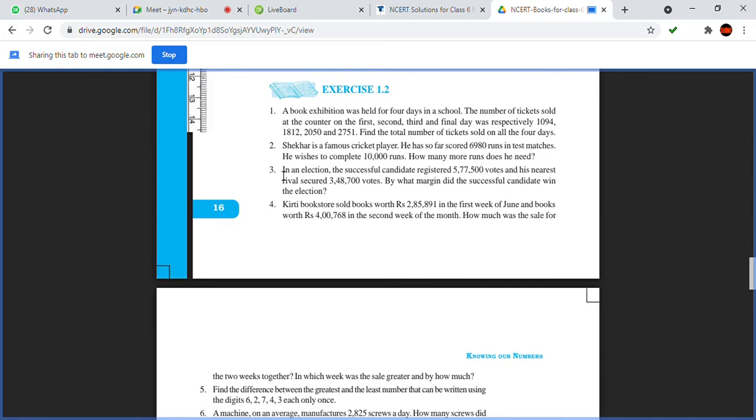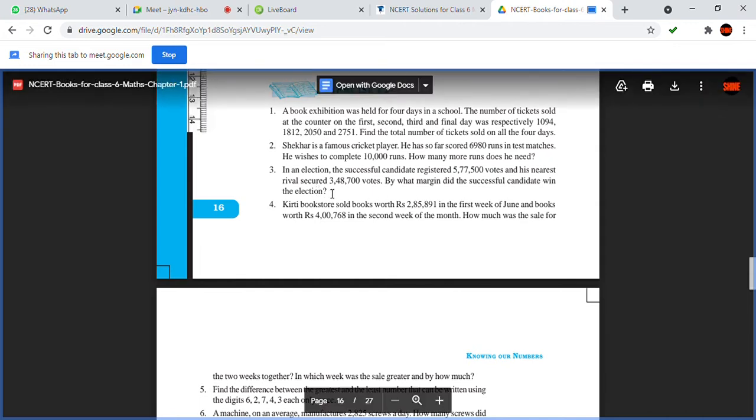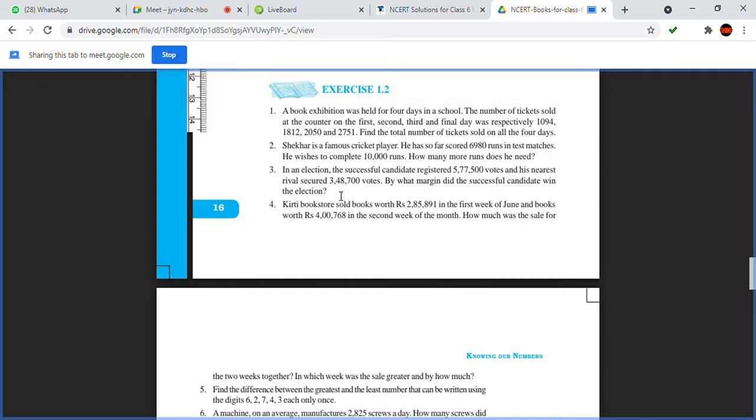Okay, now we can move to question number 3. Okay, so you write, leave space for that question and you listen. In an election, the successful candidate registered 5,77,500 votes and his nearest rival secured 3,48,700 votes. By what margin did the successful candidate win the election?